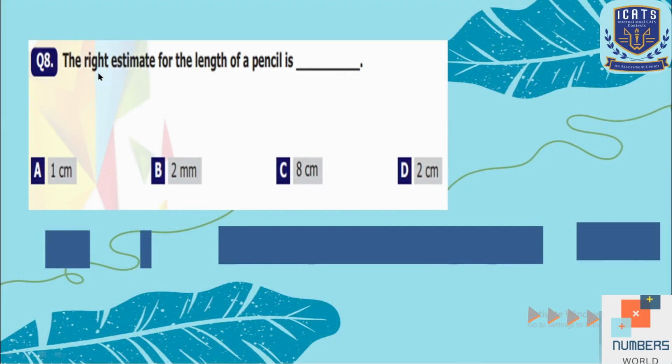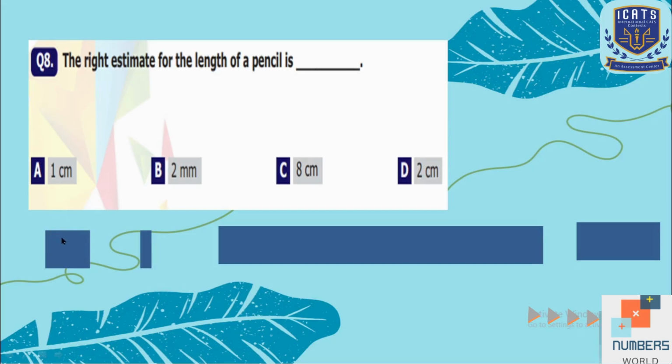Question number 8. The right estimate for the length of a pencil is: 1 centimeter, 2 millimeters, 8 centimeters, or 2 centimeters. So here we have some estimated lengths. These are not exact lengths, but just an estimation of the given length.